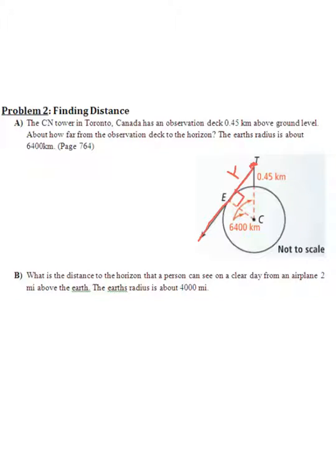They tell us that the Earth's radius is about 6,400 kilometers. So this distance is 6,400, and so is this one. So when I bring my triangle out here, I've got x here, I've got 6,400 here, and I've got 6,400.45 here. To solve this, I've got 2 sides of a right triangle, and I'm looking for the third one. That means we're going to use the Pythagorean theorem.